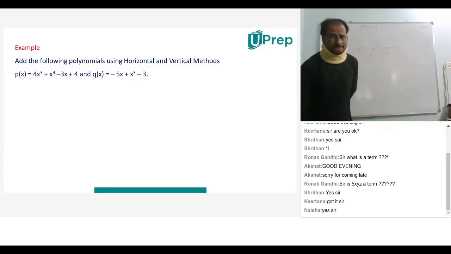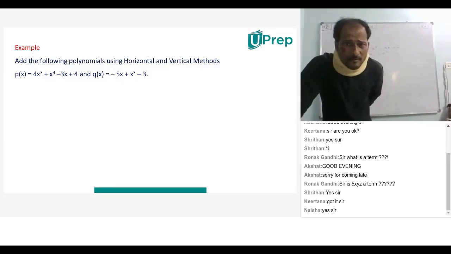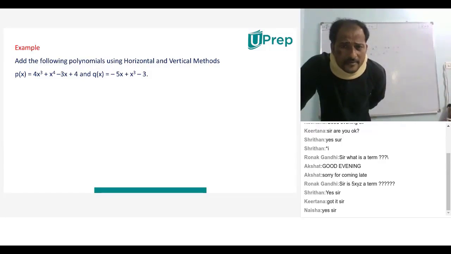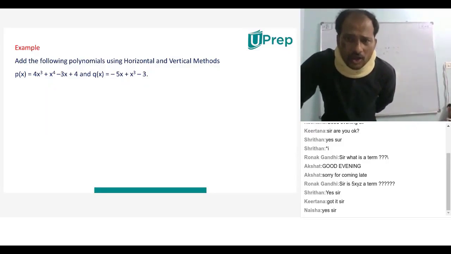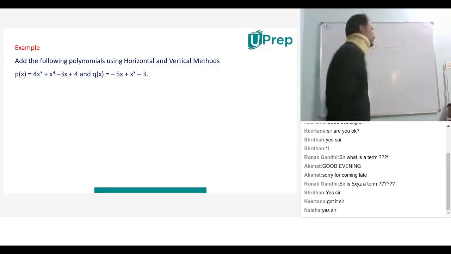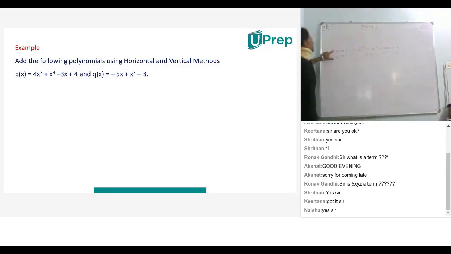Sir, horizontal is column or row? Vertical is column. Horizontal is row. Okay? Okay, sir. Now we have to add these two polynomials in two methods, the horizontal method and the other one, the vertical method.